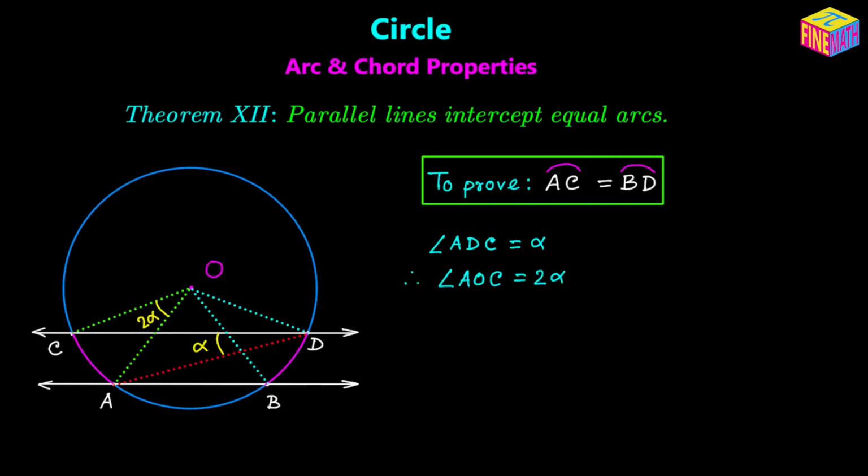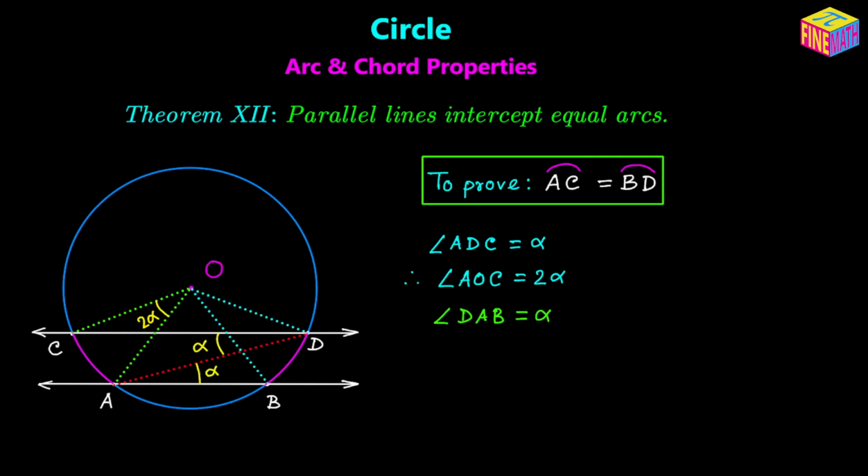Now, because AD is the transversal between two parallel lines, angle ADC will also be equal to the angle DAB. They will be the alternate angles on either side of the transversal between two parallel lines. So angle ADC will be equal to angle DAB.